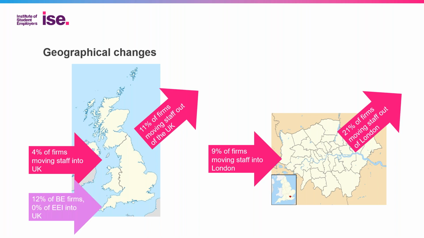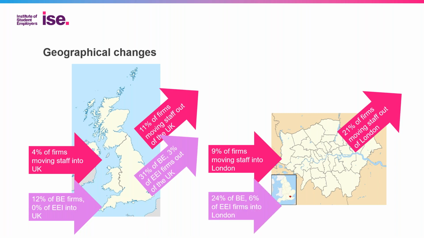So how does this play out for the sectors that we're looking at? Well, in the built environment, about 12% of built environment firms are moving staff into the UK, but none of the engineering, energy and industry, the EEI ones, were doing that. We then look at who's moving out. About 31% of the built environment firms were moving staff out of the UK, but only 3% of the EEI firms. So that's quite interesting because it suggests that the EEI firms are a bit more locked down, a bit more kind of geographically specific.